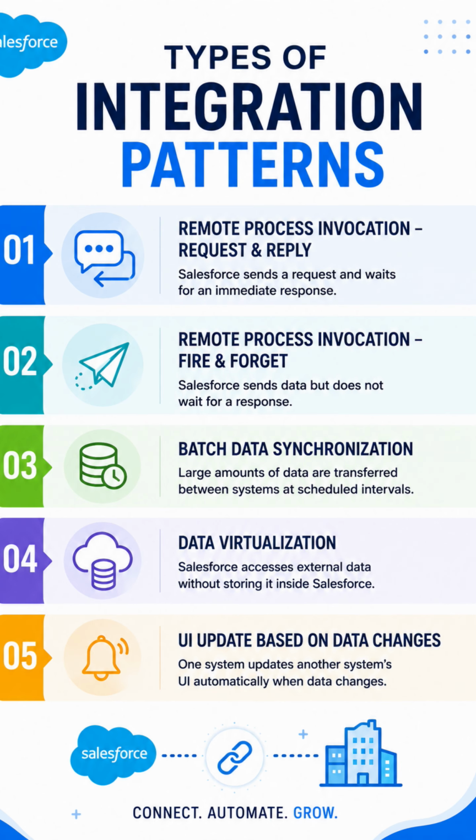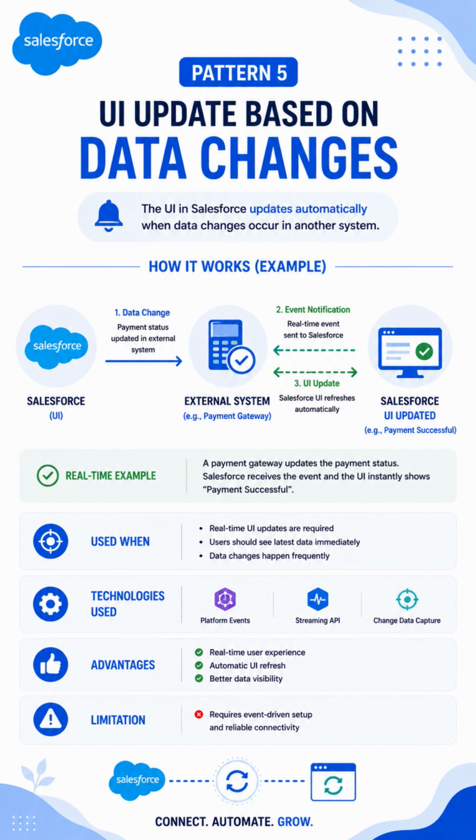5. UI update based on data changes. This pattern is used when the UI needs to update automatically after data changes happen in another system. For example, a payment gateway updates payment status, and Salesforce automatically reflects that in the UI. This ensures users see the latest information instantly. Technologies like Lightning Web Components, LWC, and automation tools are key here.